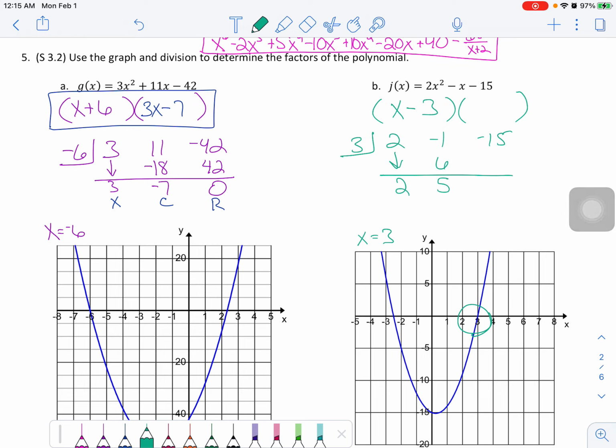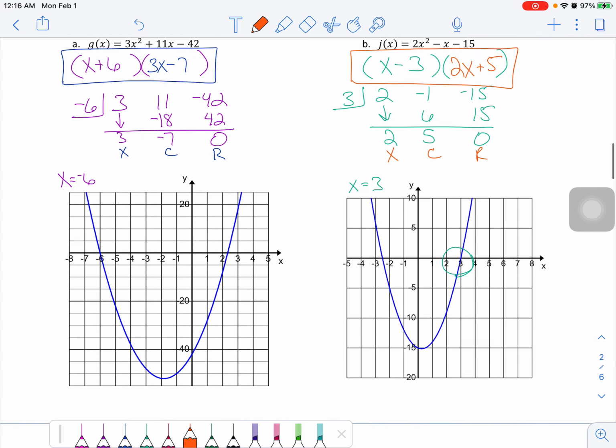6, plus 5, 15, 0. So if I organize and label, we've got a remainder of 0, a constant of 5, and 2 is going to be the coefficient of x. So the other factor is 2x plus 5, giving me two factors for part B of x minus 3 and 2x plus 5. Again, order does not matter on how you write the two factors.